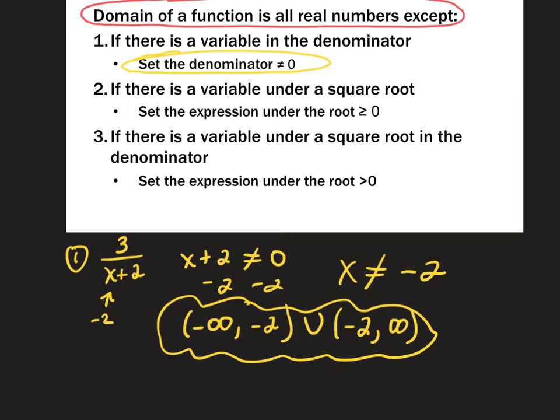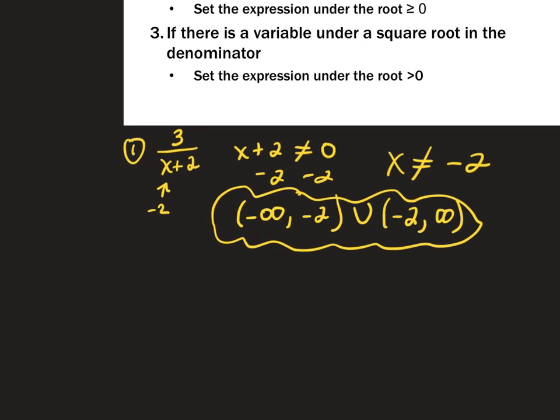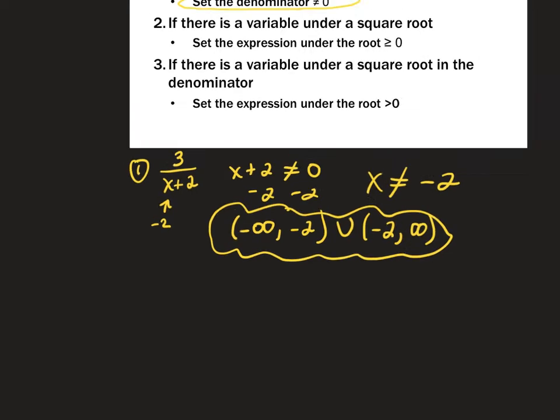So when they ask you for domain, you're going to go through these 3 rules in your head. First thing, is there a variable in the denominator? If there is, this is how we fix it. All right, the next rule says if there's a variable underneath the square root. Okay, so let's think about this.